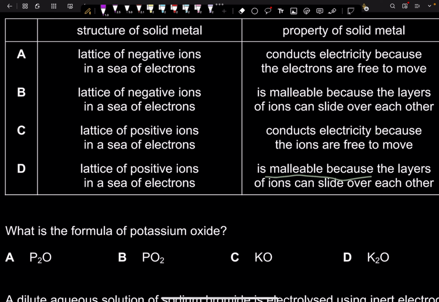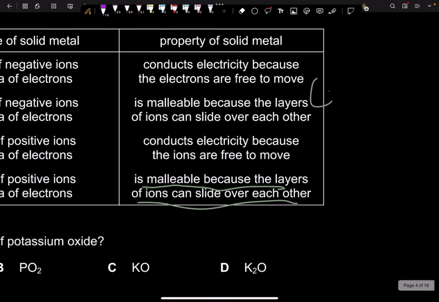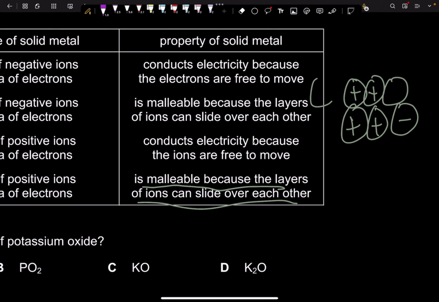It is malleable because the layers of ions can slide over each other. That's correct. You have your layers of ions, something like this. These are your positive layers, and these layers of positive ions can slide over each other when you apply force on them.